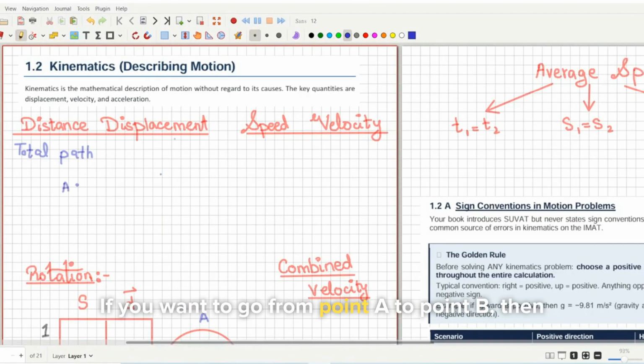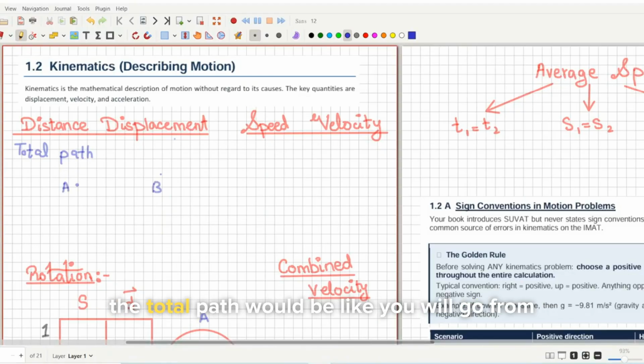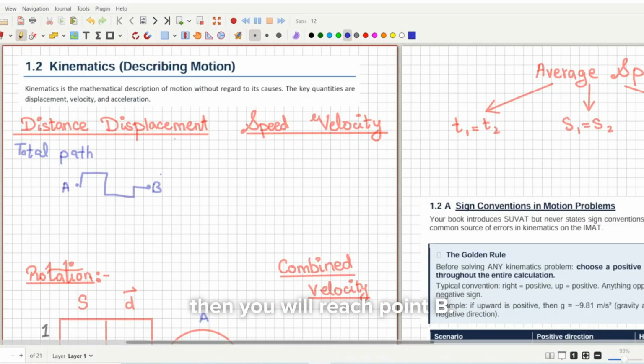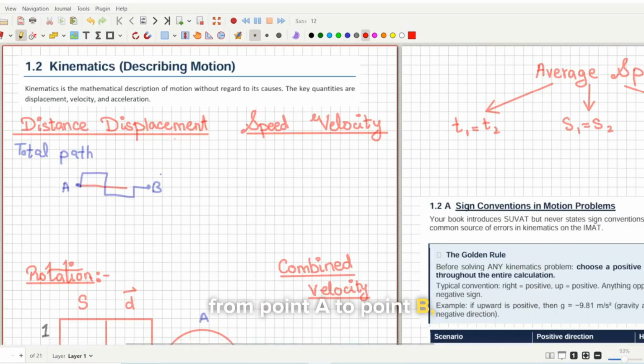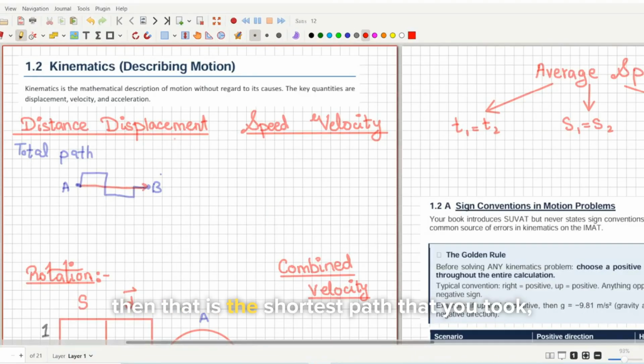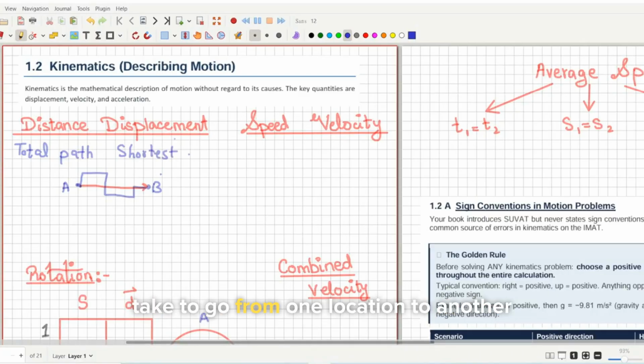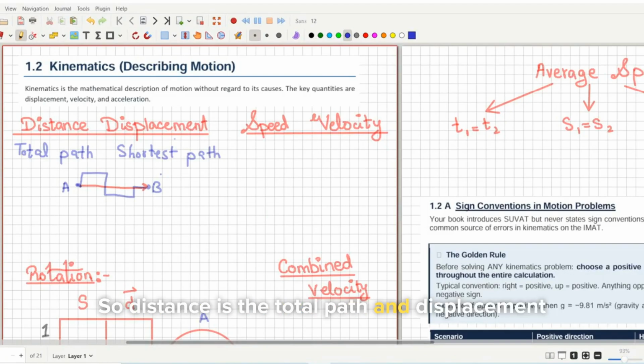If you want to go from point A to point B, then the total path would be like you will go from this street and this street, and then you will go through a park, and then you will go through a sea, and then you will reach point B. But what if I tell you that you can go straight from point A to point B? Then that is the shortest path that you took, right? So displacement is the shortest path that you take to go from one location to another location. So distance is the total path and displacement is the shortest path between 2 points.